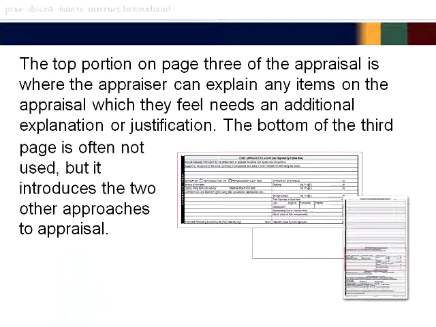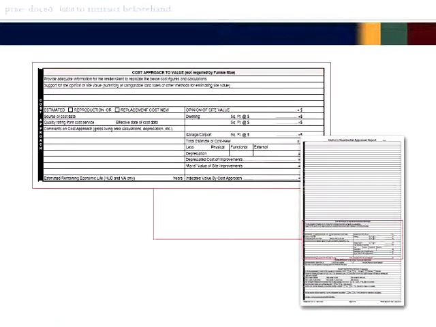The top portion on page 3 of the appraisal is where the appraiser can explain any items on the appraisal which they feel needs additional explanation or justification. The bottom of the third page is often not used, but it introduces the two other approaches to appraisal.